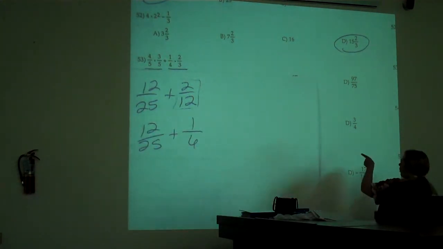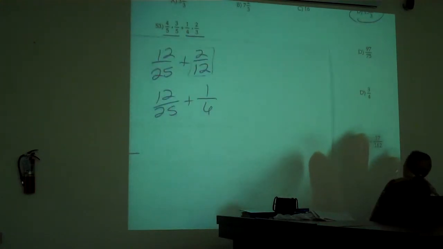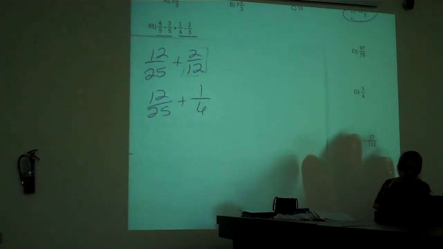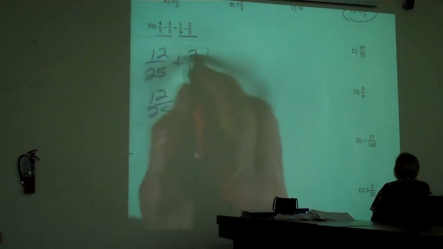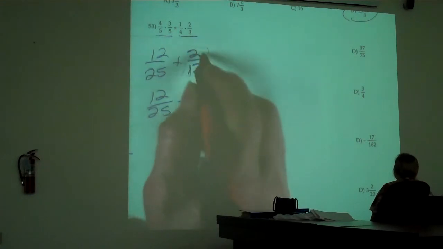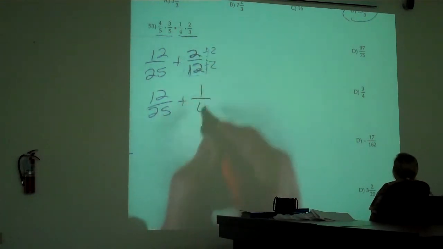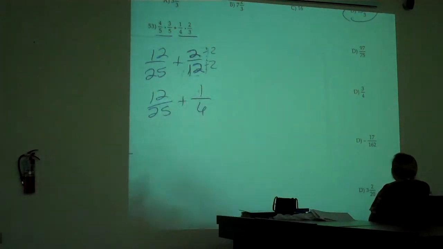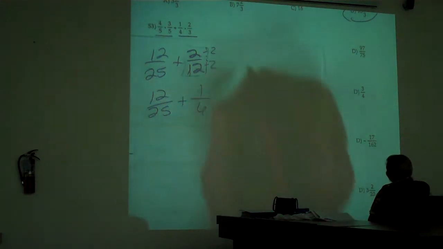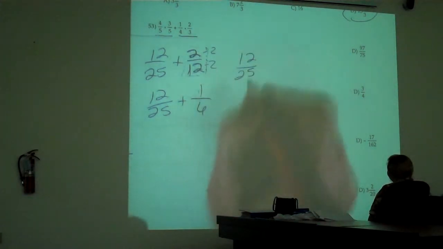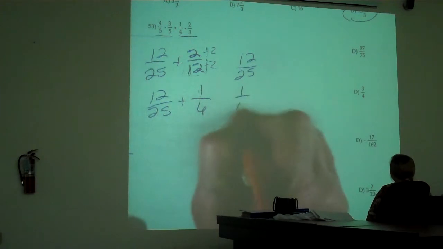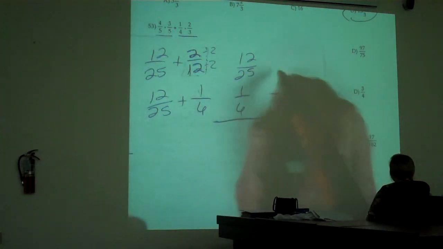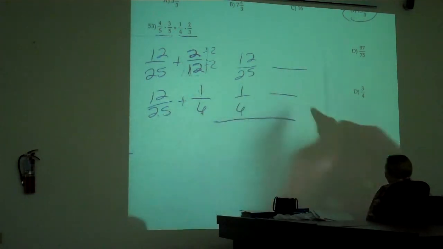Well, wouldn't both 12s reduce into 1? Yeah. This is 2/12, so you divide by 2. So you get 1/6. So now we need a common denominator. 12 times 6. What's 6/4? I mean, 25 times 6.